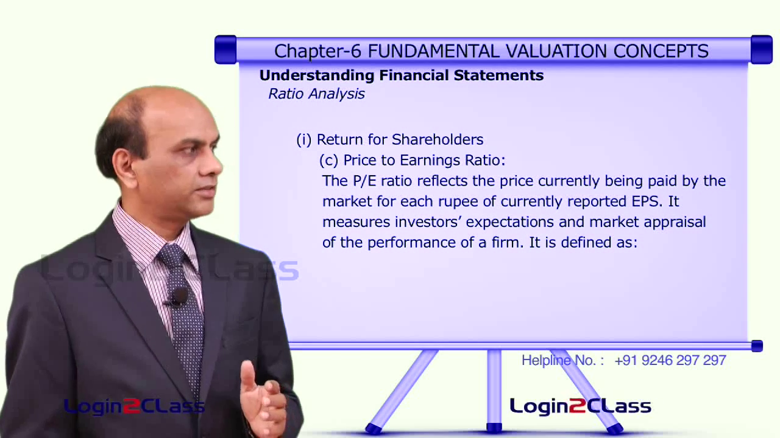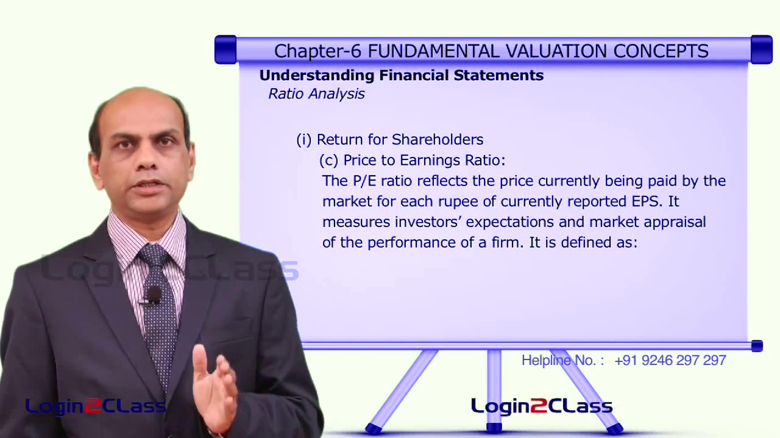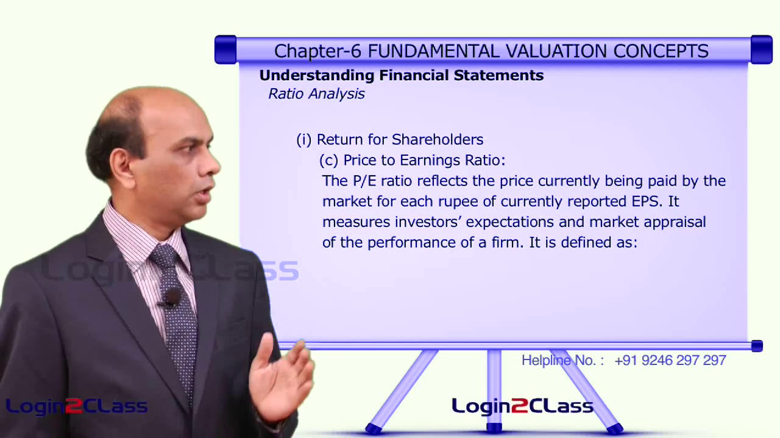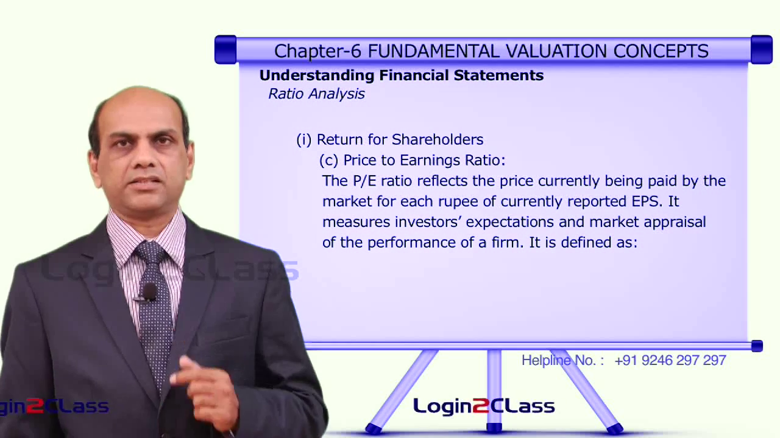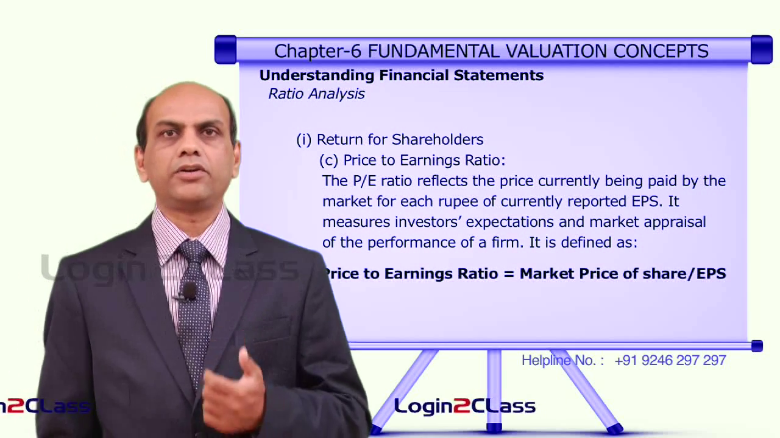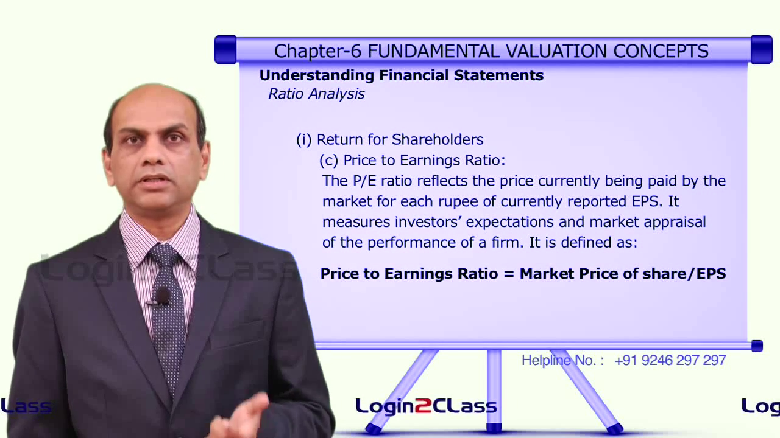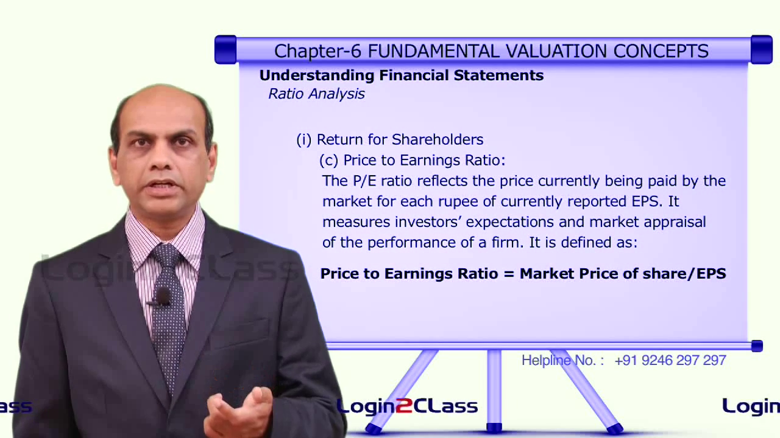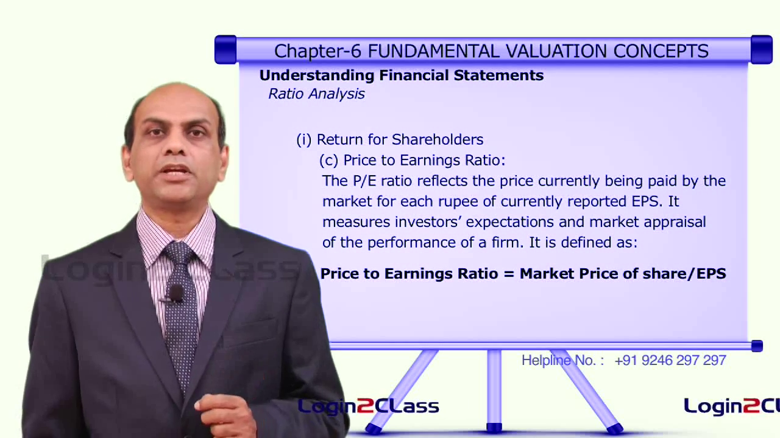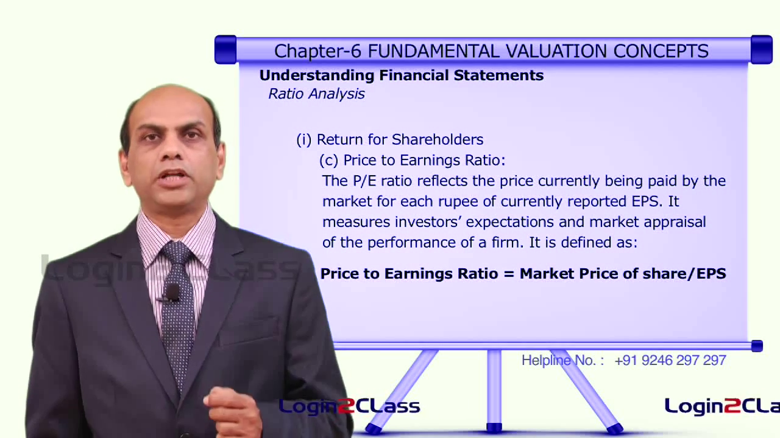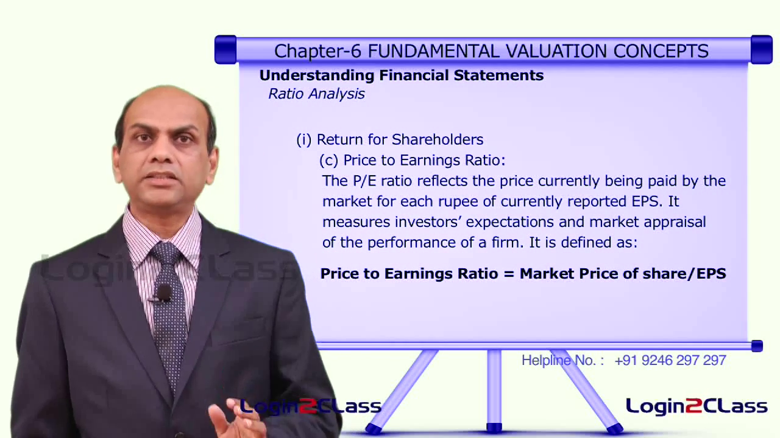This is defined as: price to earning ratio, PE ratio, is equal to the market price of the share divided by EPS. If the market price is 100 and EPS is 10, then the PE ratio is 10, because 100 divided by 10 gives you 10. So, 10 becomes the PE ratio of that particular company. That means the market value is 10 times the earning.